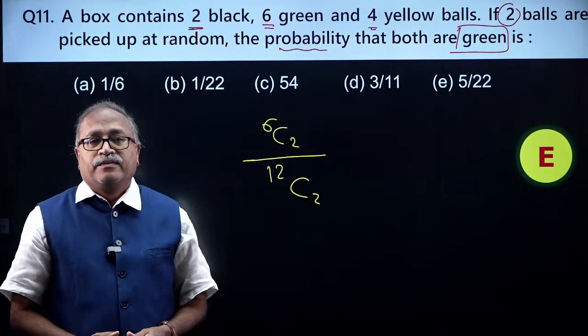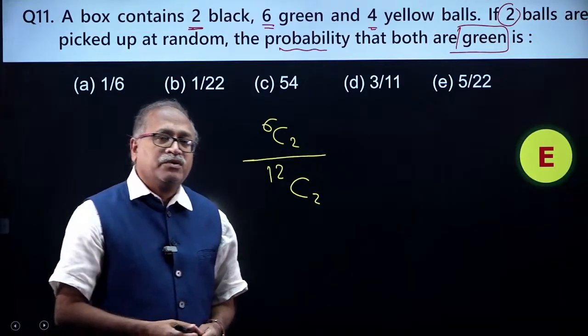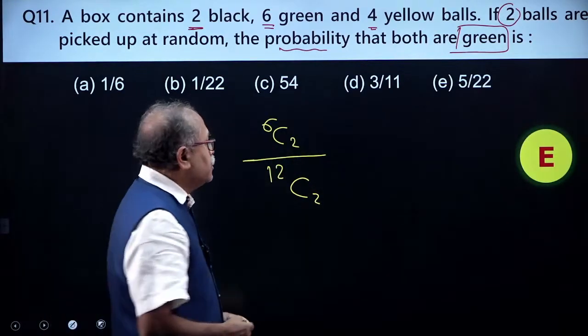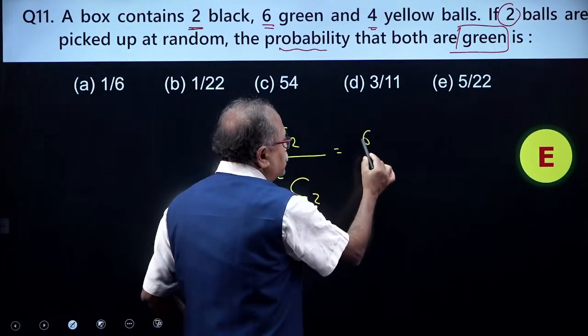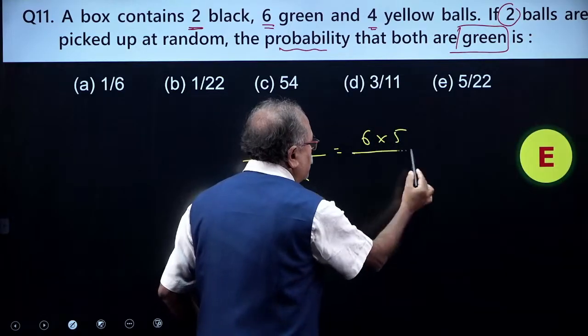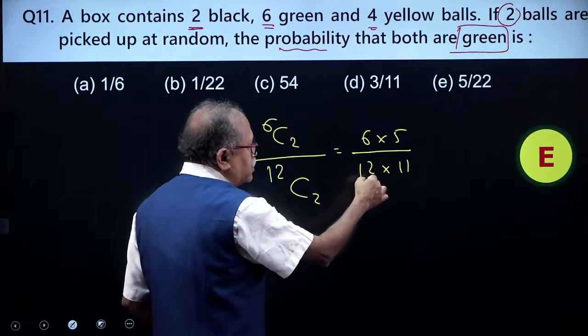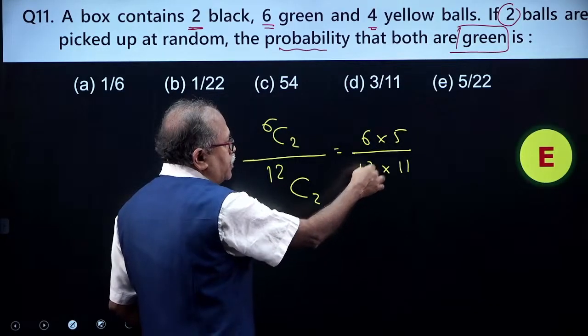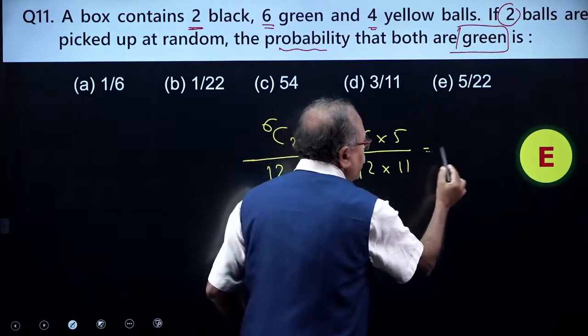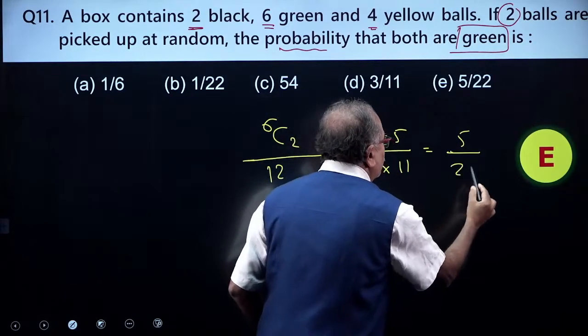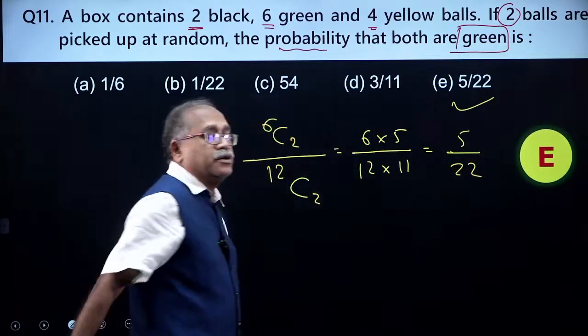That's all. So, this is for your reminder only. I put the probability. Very basic question. So, this is 6 into 5 numerator and denominator 12 into 11, and this gets cancelled 2 times over here. So, that is 5 by 22. So, your answer is right.